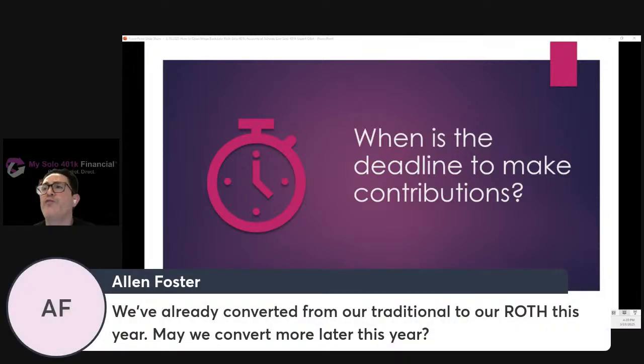We've already converted from our traditional to our Roth this year. May we convert more later this year? That's a great question. I'm assuming we're talking about converting from a traditional solo 401k to a Roth solo 401k.